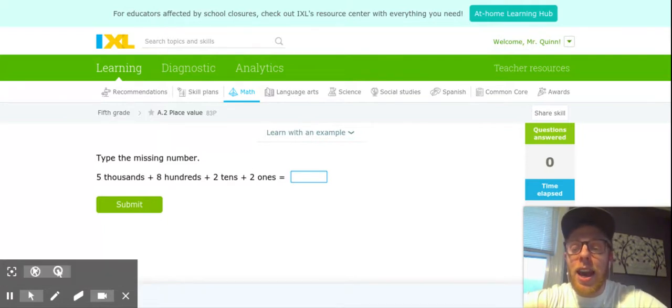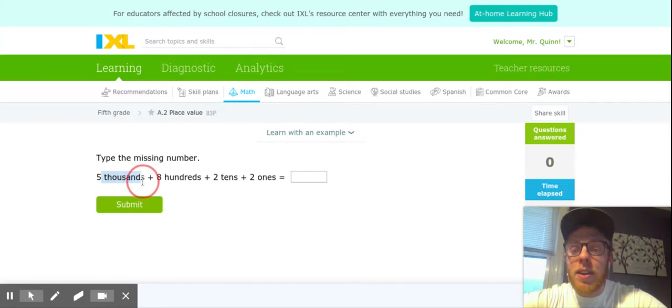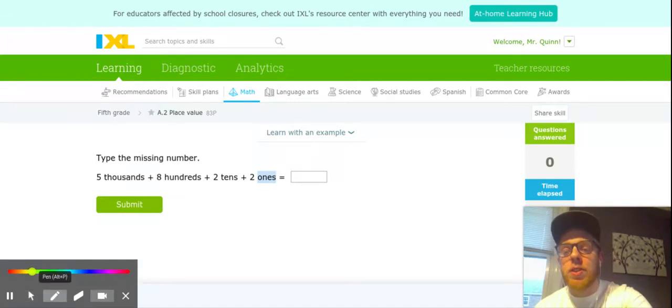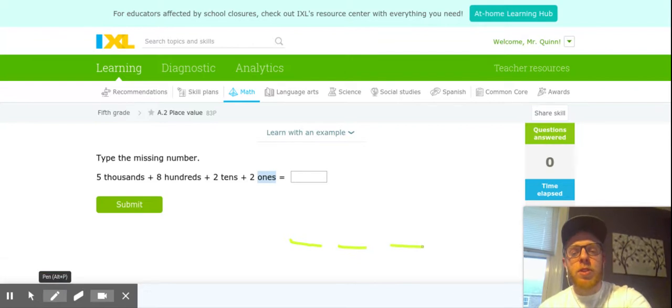If I look at the main part of my question, I see 5,000s, 800s, 2 10s, and 2 1s. So I think there's a couple of ways that you can approach this. The first way is you can just visualize in your head what numbers start to look like and what my place value positions look like. So hopefully you remember from elementary school that I have my hundreds, I have my tens, and I have my ones.